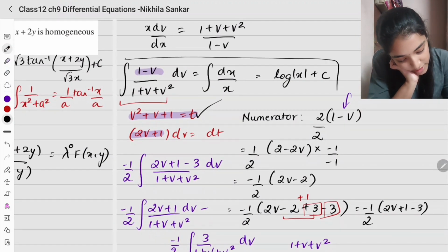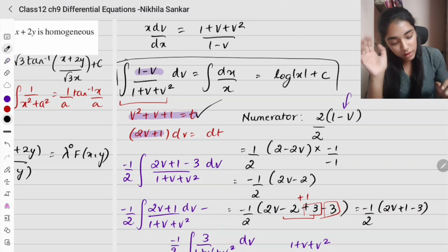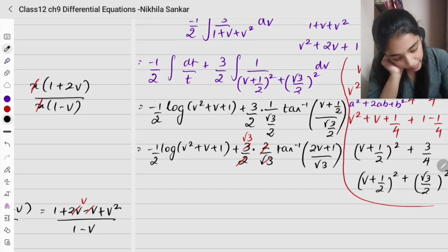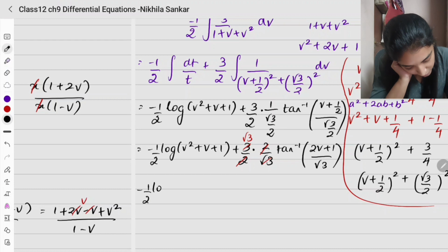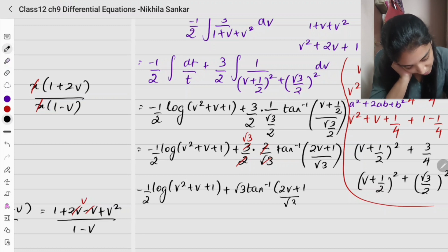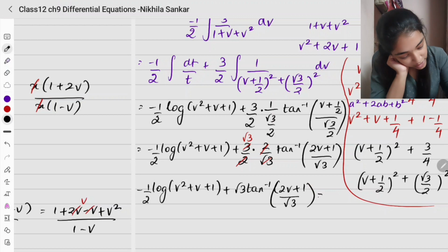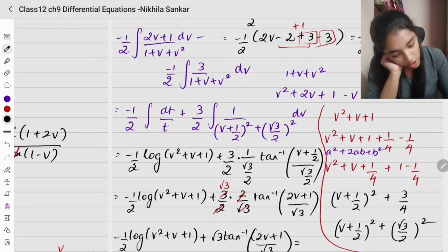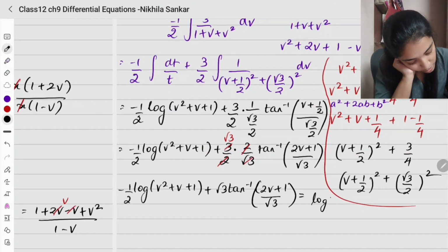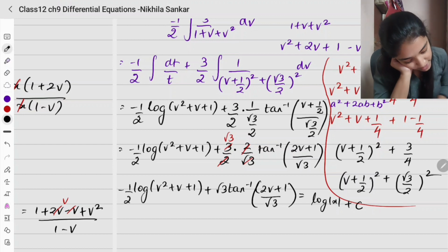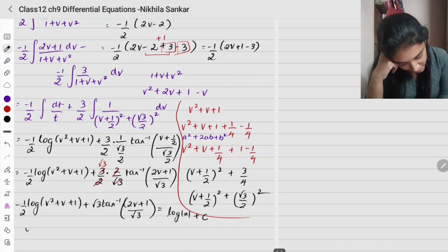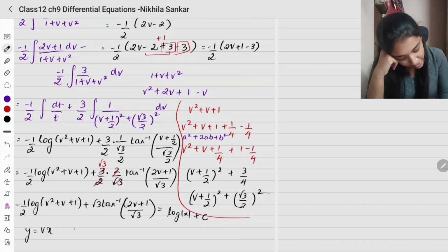This is what I had. ஒன்னொன்னுத்தையும் சிம்பிளா சால்வ் பண்ணிட்டே வந்தேன். So I'm going to have minus half log v square plus v plus 1 plus root 3 times tan inverse 2v plus 1 divided by root 3. This is a whole bracket equals left hand side ல என்ன இருக்கு? Log x plus c. Log mod x plus c. So this is what I have, correct? But I had made a substitution. Y equals vx னு போட்டேனா அப்ப v equals y divided by x னு திரும்ப நான் கொண்டு வரணும் இல்லையா?